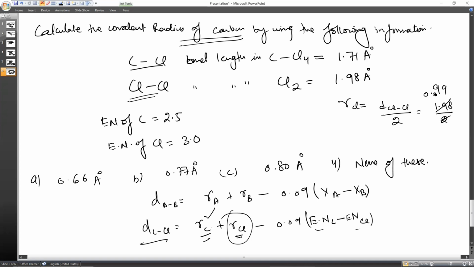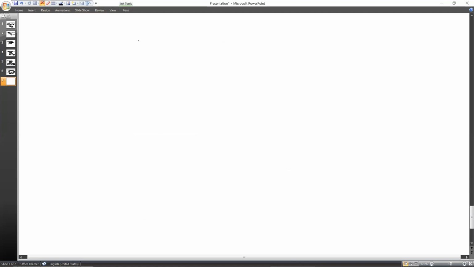Yes. Okay, so now you know the value of this one, and you know the value of this one, and you know that the electronegativity of carbon is 2.5 and the electronegativity of fluorine is 3.0. So why are you facing a problem in this one? You can do this one. This is very simple.